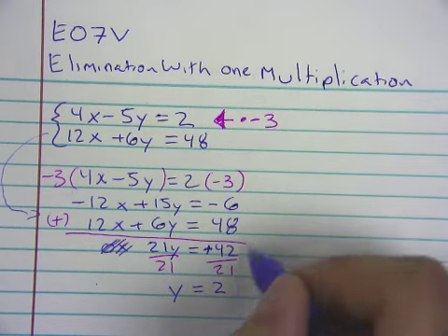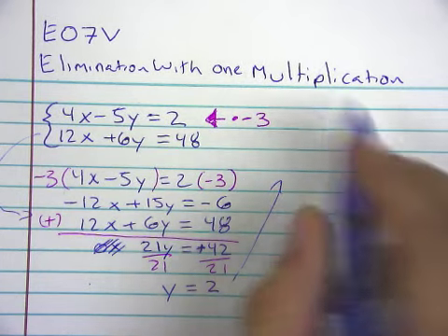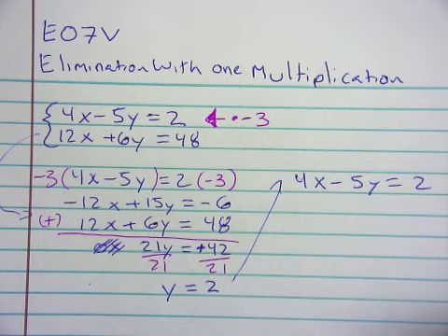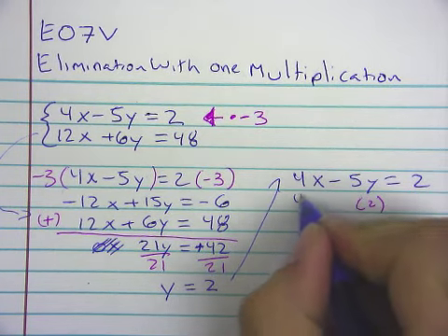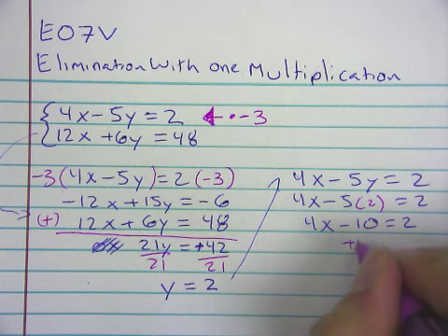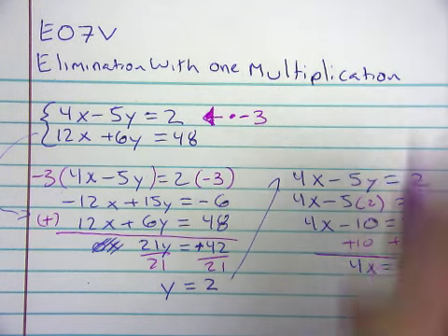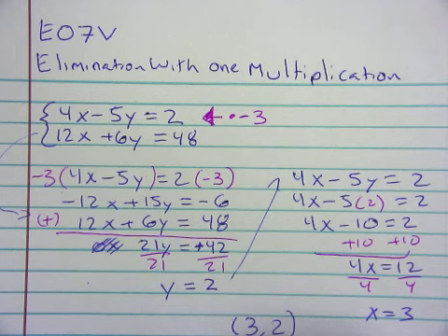And now that I know what y is, I can back substitute to find what x is. It doesn't matter which equation, I'll take the smallest equation I can because I like small numbers because I'm lazy. So I'll let the y become 2. So I've got 4x minus 5 times 2 is equal to 2. So we've got 4x minus 10 is equal to 2. We would add the 10 to both sides. We would have 4x is equal to 12. We would divide both sides by 4. And we would find that x is equal to 3. So the solution to my system is 3, 2.